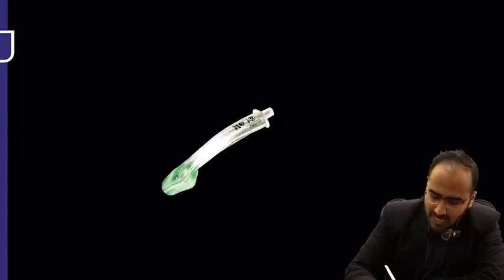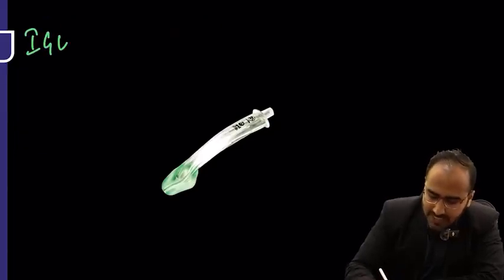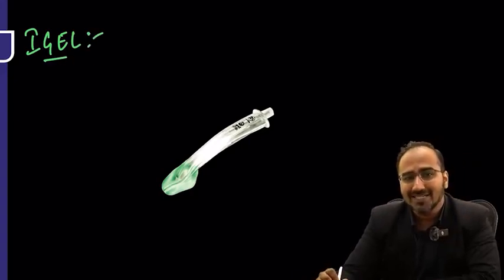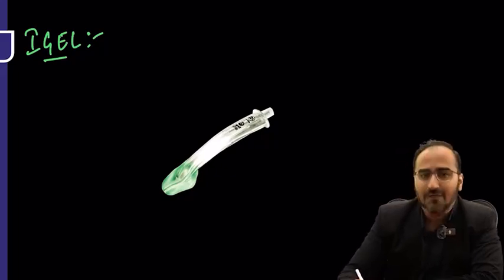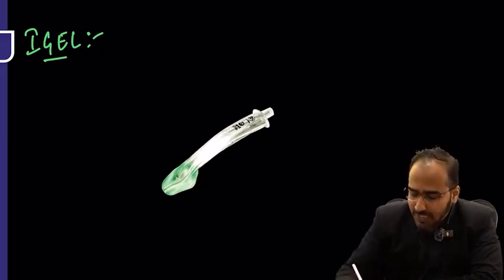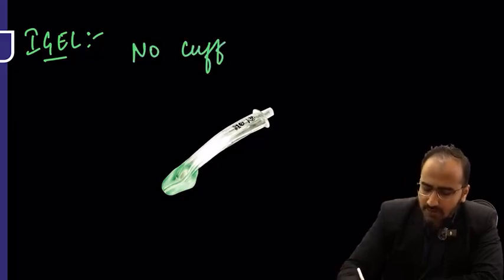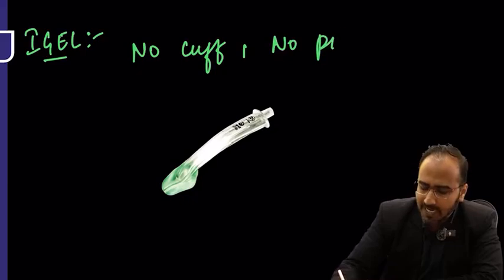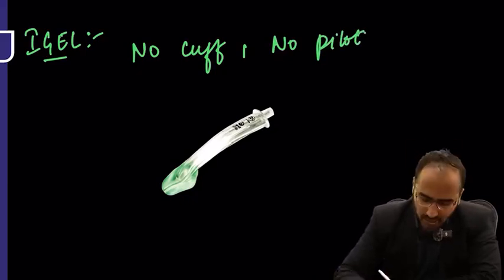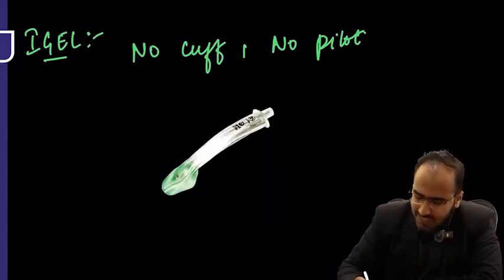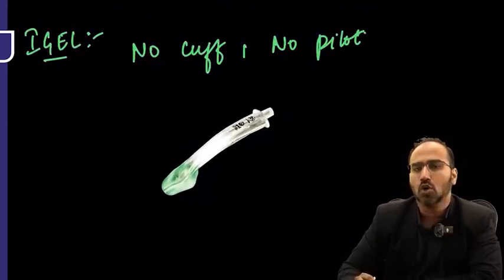What is this iGel, guys? What is this iGel LMA? iGel LMA is a type of LMA which is free from any cuff. Are you seeing any cuff over here? There is no cuff. There is no pilot. Okay? All these LMAs, you are having this elliptical cuff over here. Whereas in iGel, is there any cuff? No.